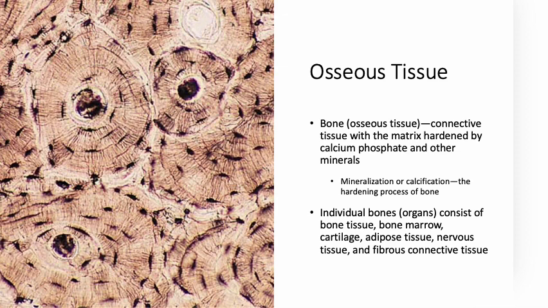Individual bones consist of bone tissue, bone marrow, cartilage, adipose tissue, which is also fat tissue, nervous tissue, which is your nerve cells, and then fibrous connective tissue, which are layers of the bones that actually help connect them to organs, muscles, parts of your body, stuff like that. So each bone consists of these different types of tissue.